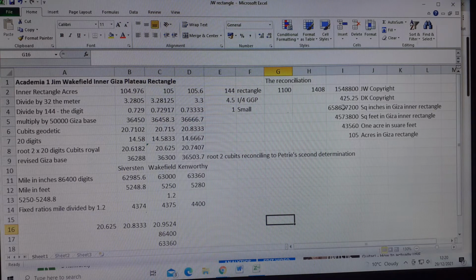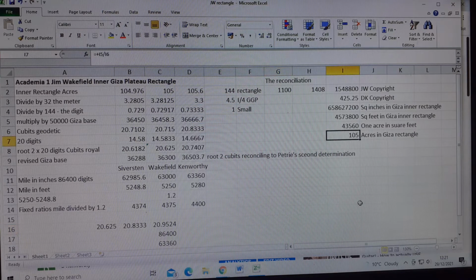If we multiply those two out into square inches, we get this number. And if we divide it by 144, we can turn it into square feet. And we get that divided by that. That divided by 144 gives 4,573,800. Then we divide that by an acre of 43,560 square feet.